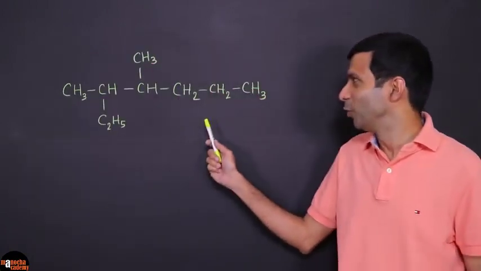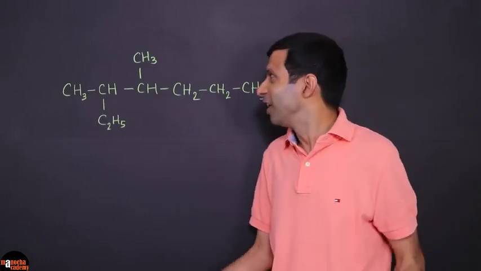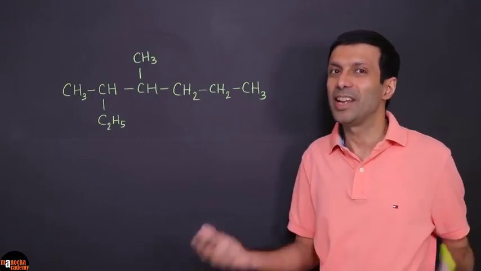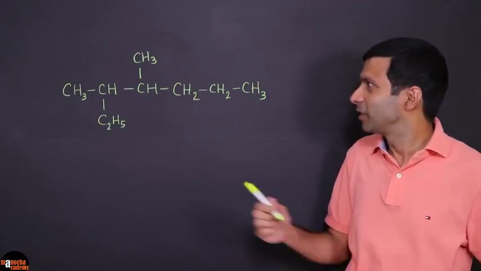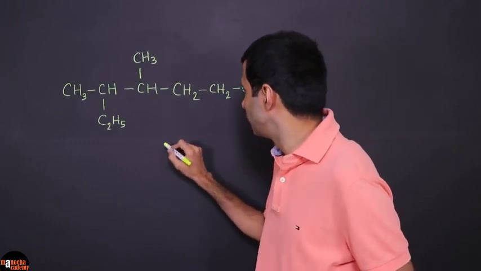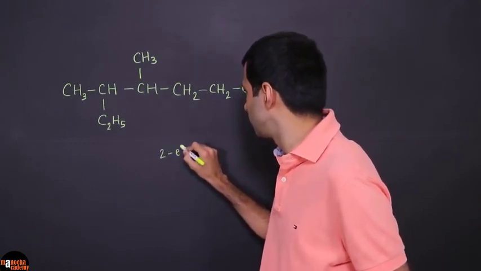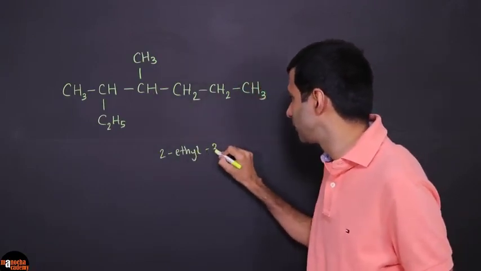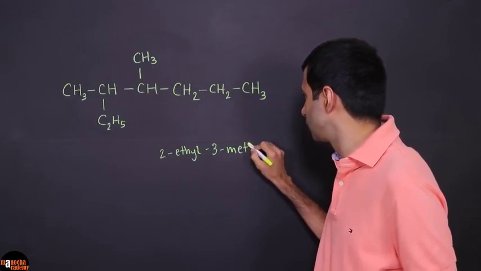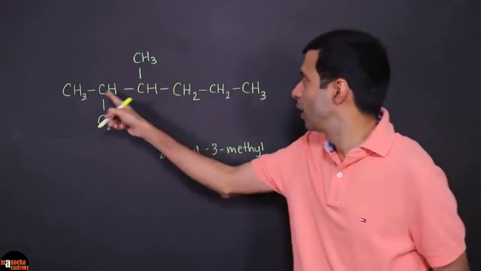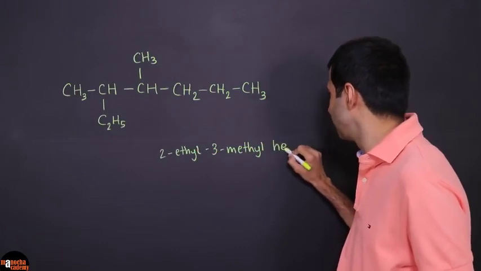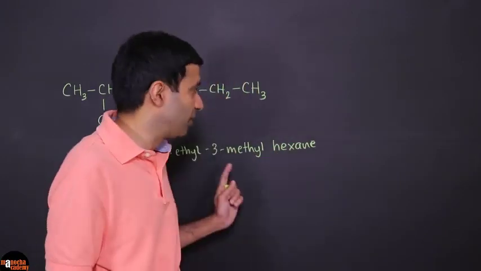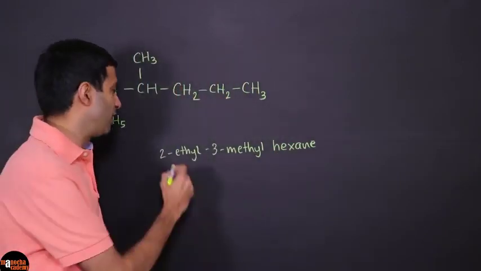Here's another example for you. Why don't you pause the video and try writing the IUPAC name yourself for this one. So what is the answer you got? Is it 2-ethyl and 3-methyl, one, two, three, four, five, 6 hexane? So is this your answer? Actually, this answer is wrong.